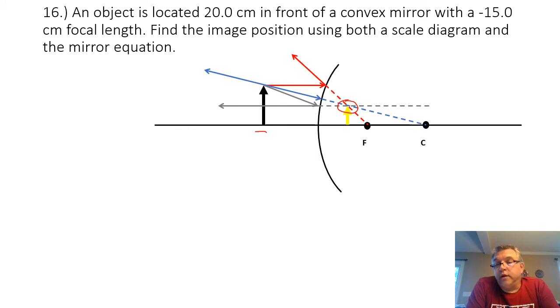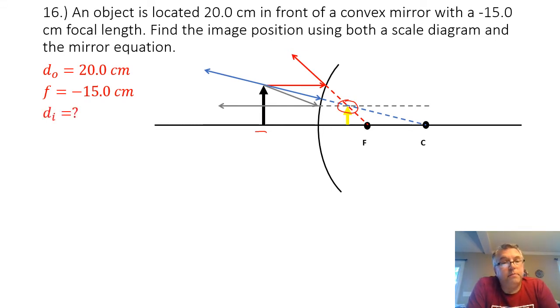Now let's take a look and see how we can do this mathematically. We know that our object distance is 20 centimeters. I know my focal length is negative 15 centimeters. And remember, it is negative because the focal point is behind the mirror. And the image distance is what we are looking for.